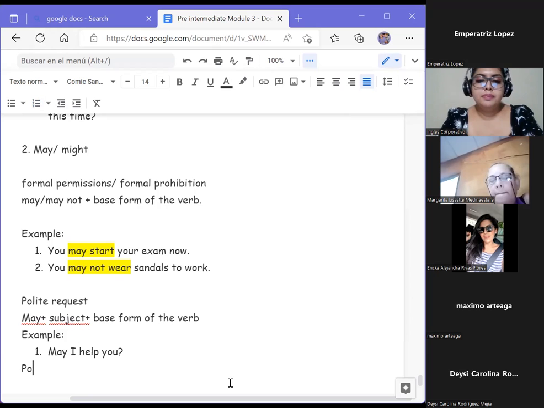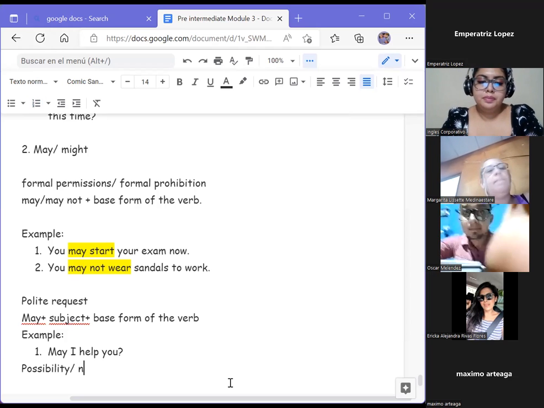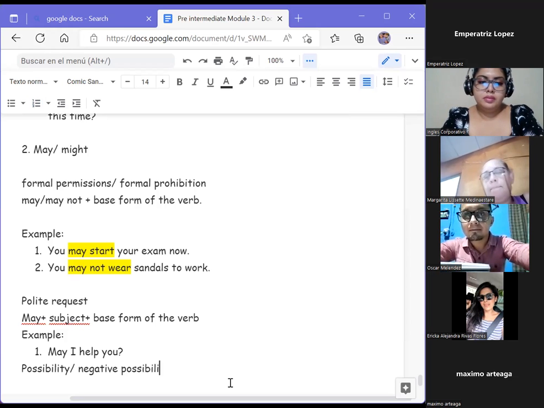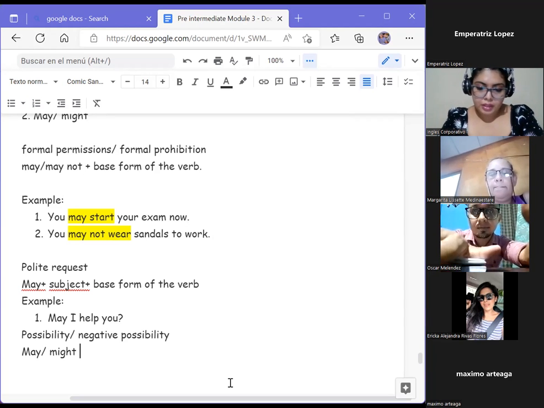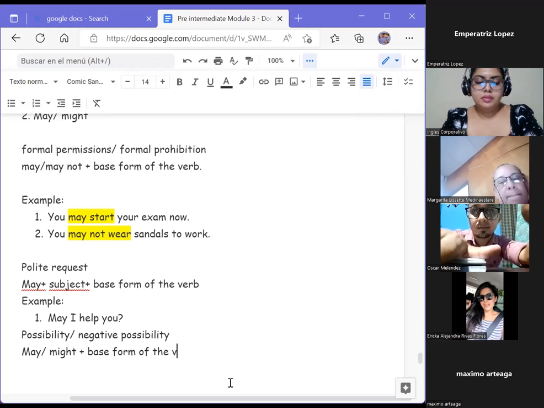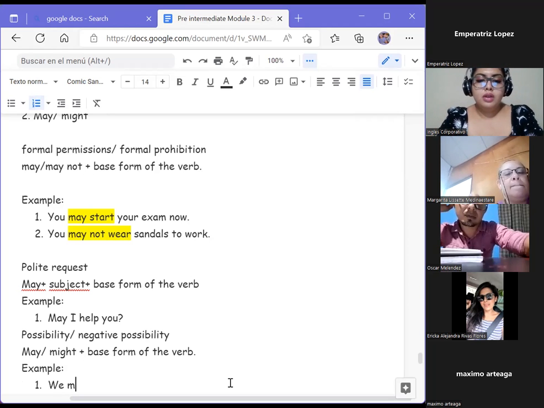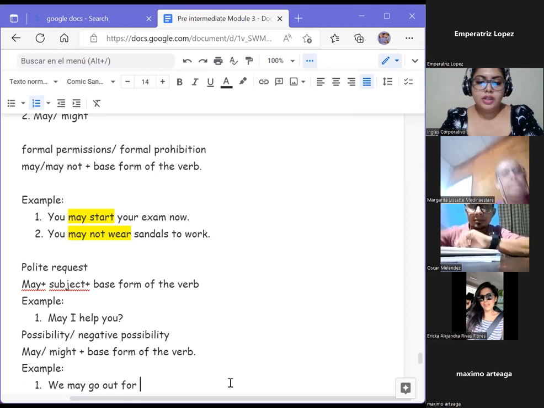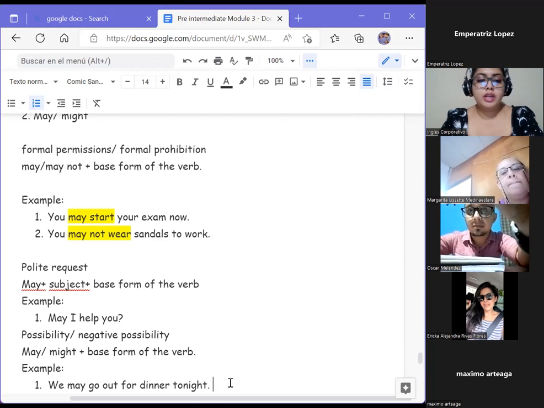Then we are talking about possibility and negative possibility. We have this structure and it says may or might plus base form of the verb. And we have some examples. We have example number one and it says, we may go out for dinner tonight. Do you want to join us?